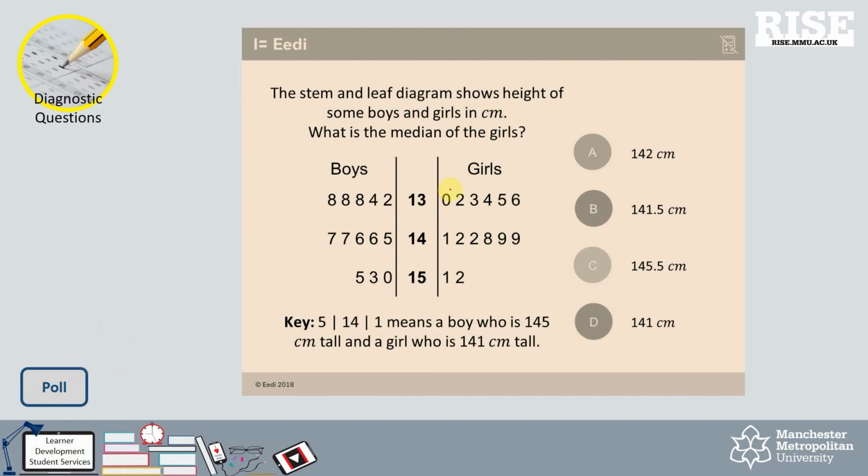So let's start crossing off from the beginning and the end. Let's do 3. 1, 2, 3. Let's do a couple more. 1, 2, 1, 2, 1, 2. Right, I'm left with a 1 and a 2. I need in the middle then of 141 centimetres and 142 centimetres. That's 141.5 centimetres. That brings us to the end of our basic data representations.